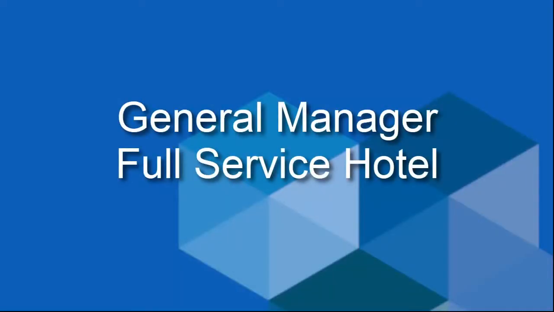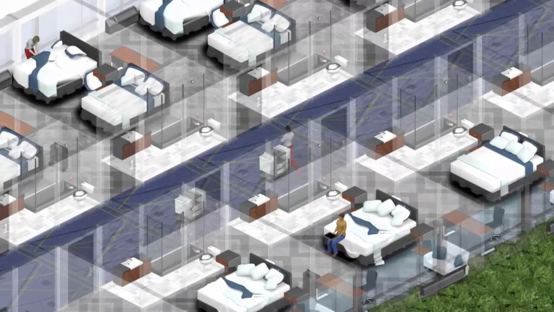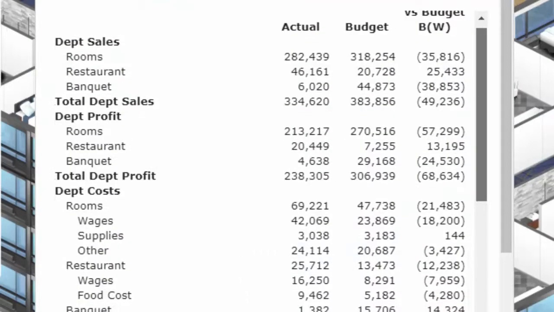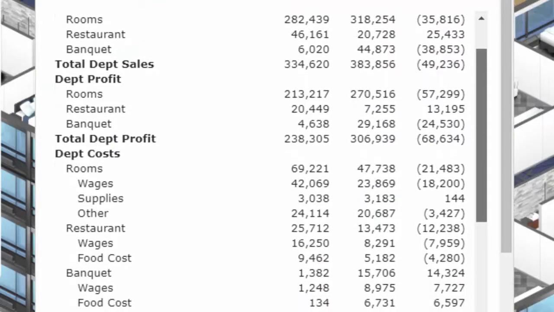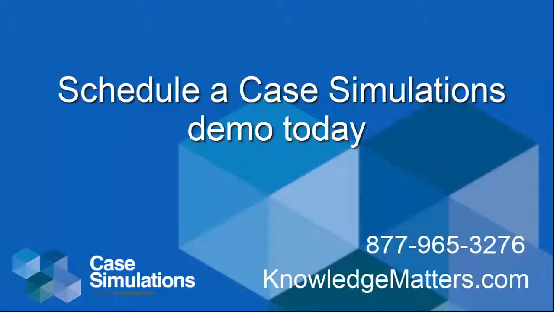Case simulations put your students in charge of all the management tasks faced by a hotel manager. The General Manager Full Service Hotel Case Simulation Project drops your students into the complex task of managing a hotel. Learning to make hotel management decisions via General Manager Full Service Hotel will benefit your students throughout their hotel management careers.